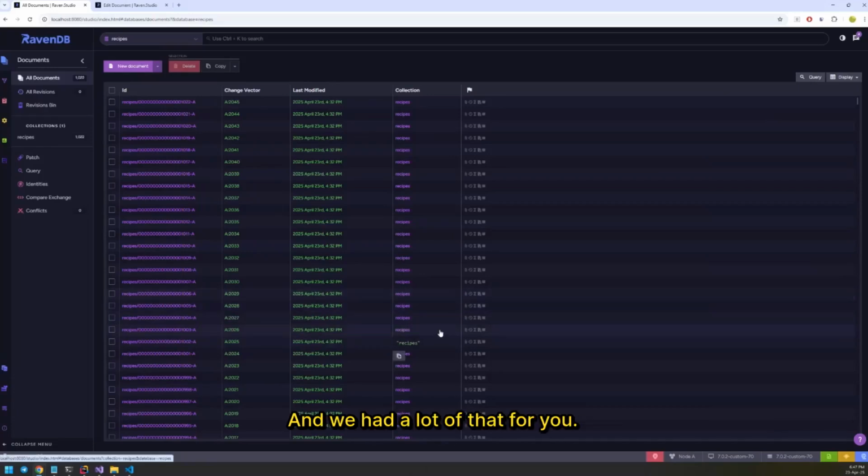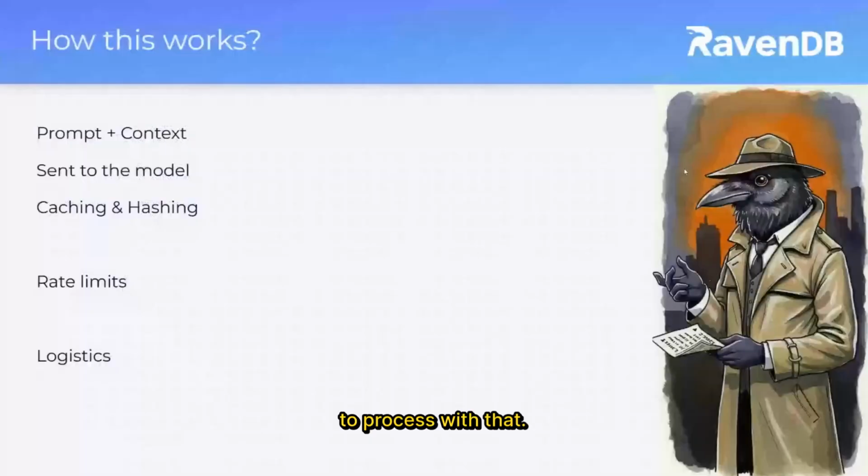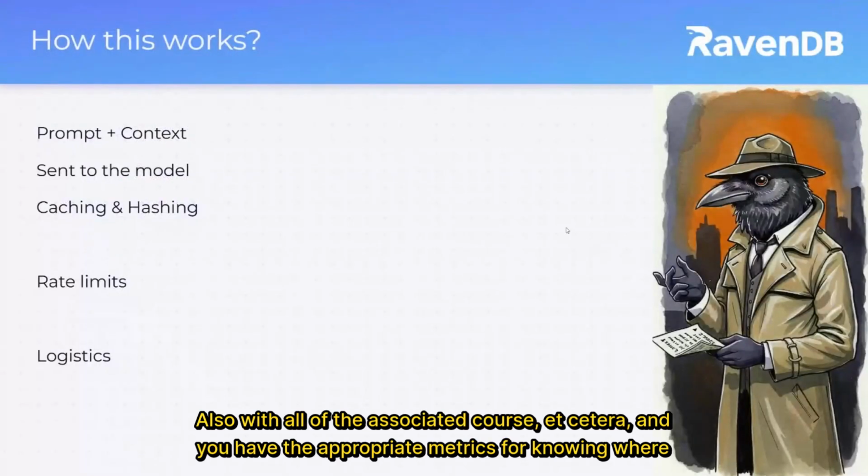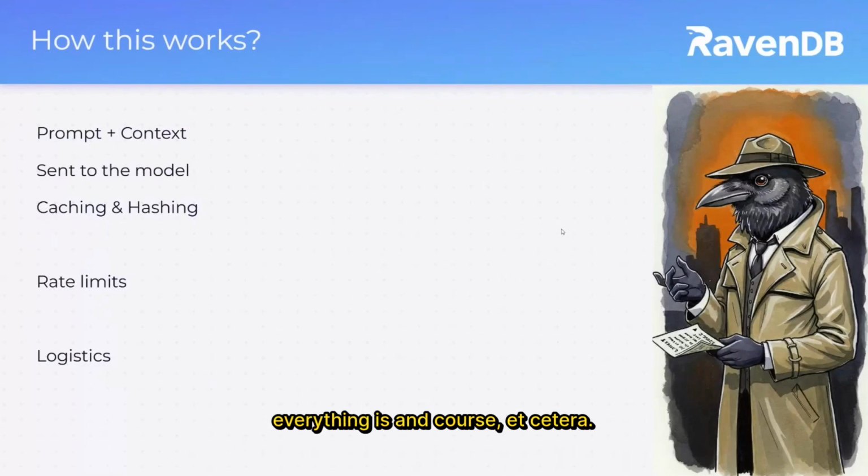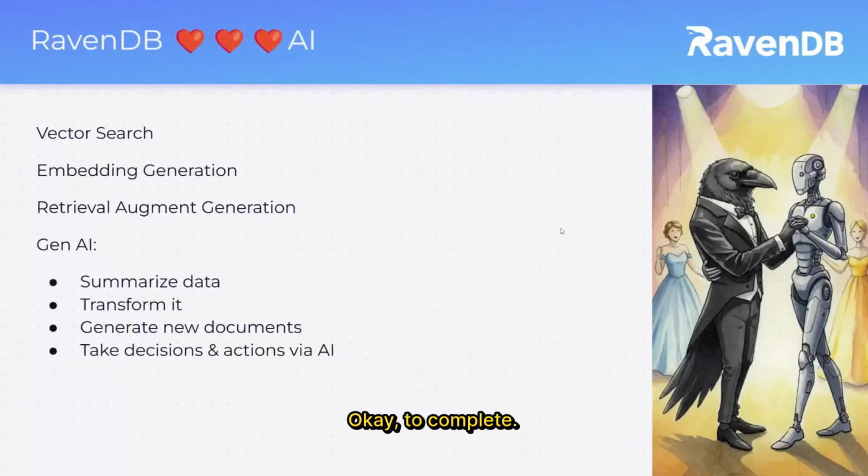And we had a lot of that. We would have to process ourselves with that. Also, with all of the associated costs, etc., and you have the appropriate metrics for knowing where everything is and costs, etc.